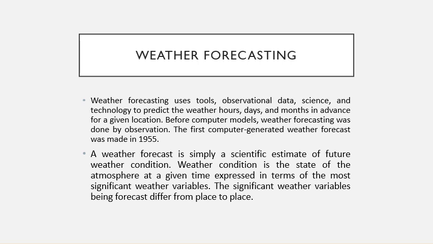Weather forecasting uses tools, observational data, science, and technology to predict the weather hours, days, and months in advance for a given location. Before computer models, weather forecasting was done by observation. The first computer-generated weather forecast was made in 1955. A weather forecast is simply a scientific estimation of the future weather condition. Weather condition is the state of the atmosphere at a given time expressed in terms of the most significant weather variables. The significant weather variables being forecast differ from place to place.